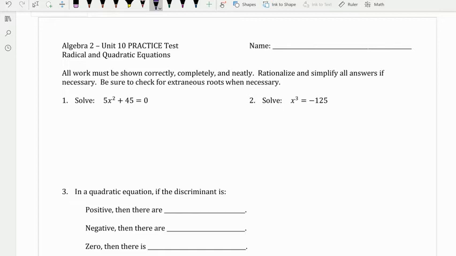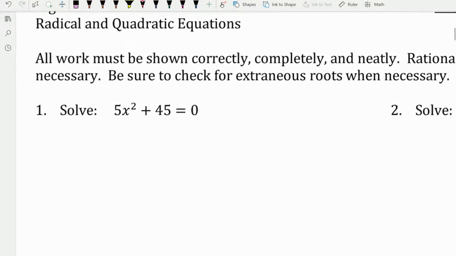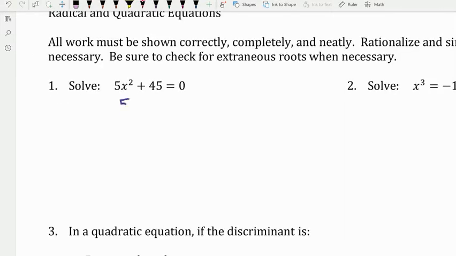Okay, so first one, 5x squared plus 45 equals 0. We need to just solve for the x. So we want to start by getting that x squared by itself. So subtract 45 from each side. So that will give us 5x squared equals negative 45. And then I'm going to divide each side by 5. So we get x squared equals negative 9.